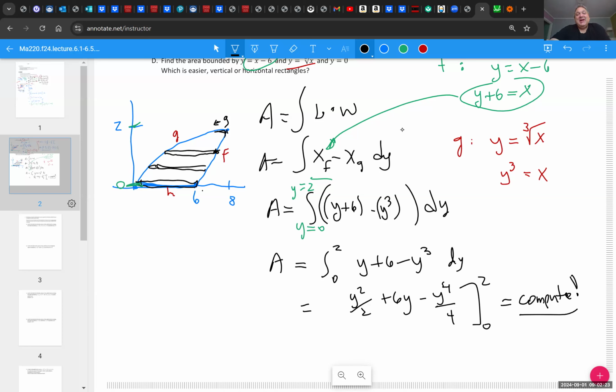All right, well, hopefully this video has been helpful. I tried to show you the concept of slicing a region into infinitesimally thin rectangles in order to find the area of that region.